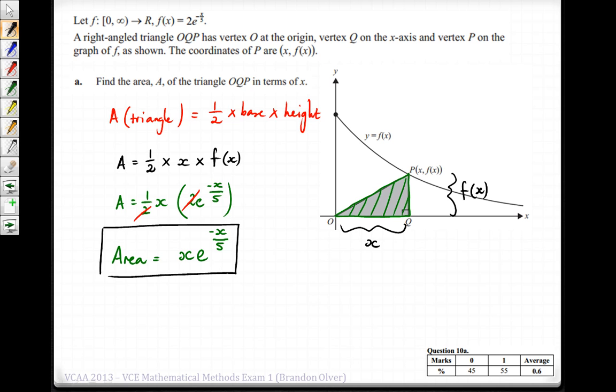So 55% of kids got that right. It probably wasn't that hard. You should probably expect to get that sort of question in future. It's really applying quite basic maths from years 7 and 8, just in a new unfamiliar context.